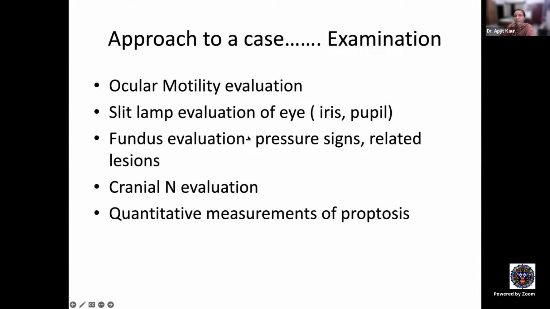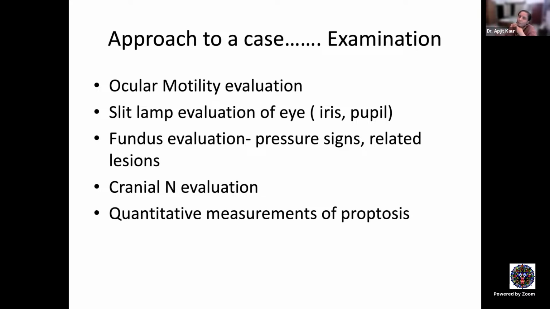Then you come to the fundus evaluation. Why is fundus evaluation important? Pressure signs: any pressure on the globe can lead to choroidal folds. The thing which you should always remember is that if it is an intrinsic tumor of the optic nerve, like the optic nerve glioma, you will always get a primary type of optic atrophy. Whereas if the meningioma is in the posterior part of the optic nerve, or in the anterior part of the optic nerve, the fundus signs will be different.